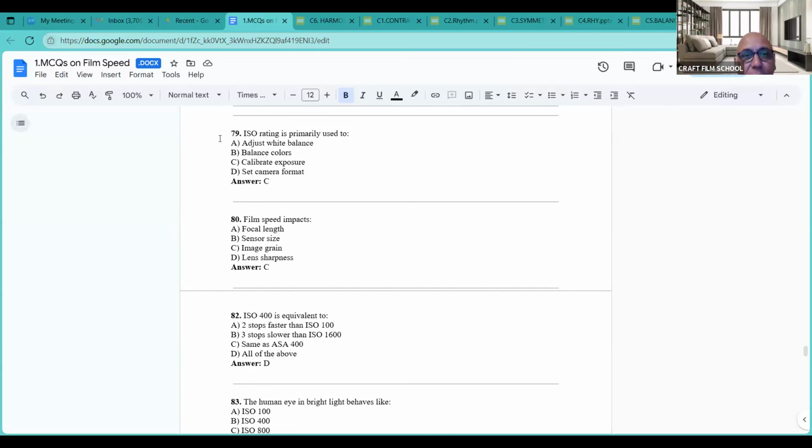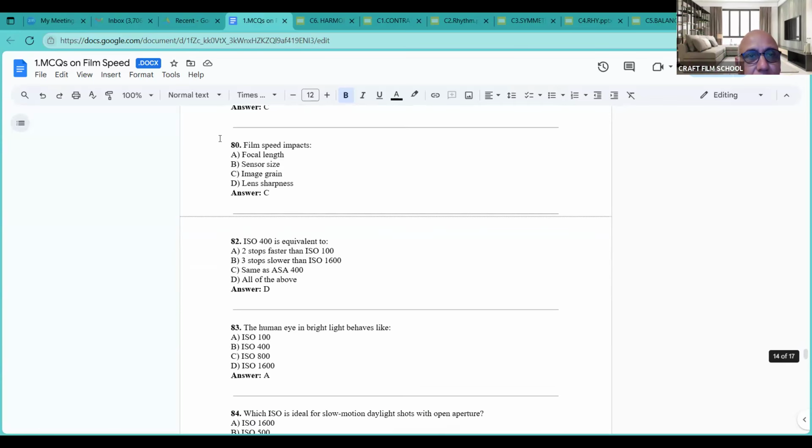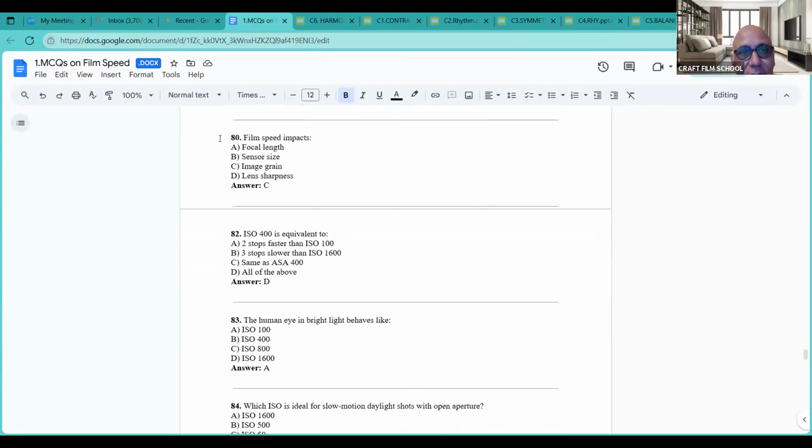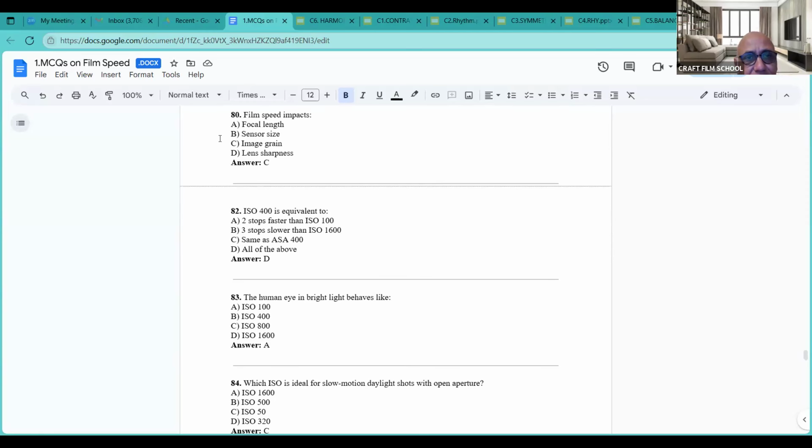Set camera format, no, it has nothing to do with that. Film speed impacts focal length, it has nothing to do. Sensor size, also nothing to do with the film speed. Image grain is, one needs to think. Lens sharpness, no, the lens has nothing to do with the speed of the film. Okay. So image grain, because grain will become more or less if the speed of the film changes. So sensor size will remain the same, focal length and lens sharpness remain the same, only the image grain changes.